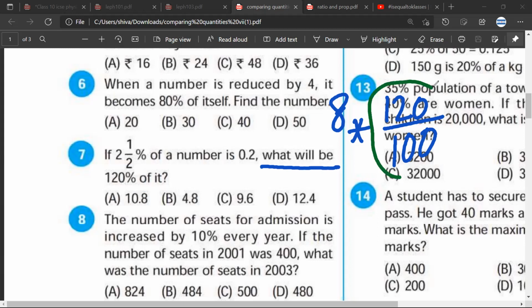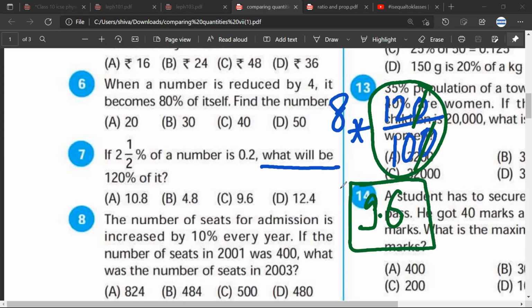So here I am calculating 120% of 8. So 12 times 8 is 96. This and this will get cancelled. So this would be 9.6. Satya, any doubt still? No doubt, sir. Satya, you'll have to repeat these questions. Would you be able to do that? Yes, sir.